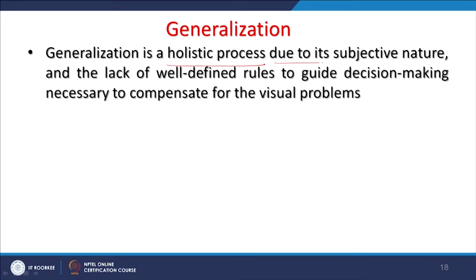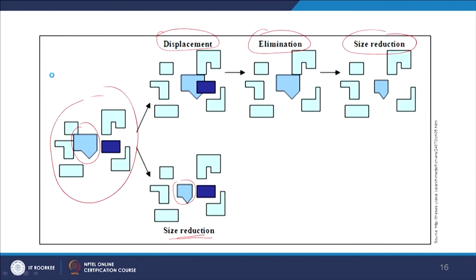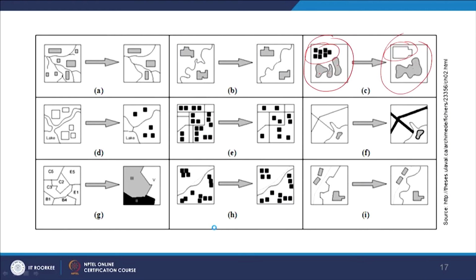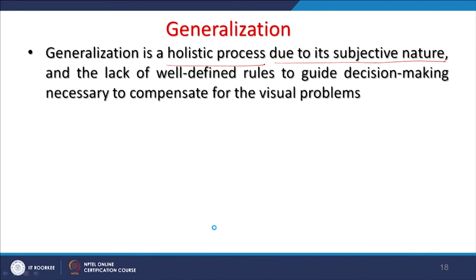Now, generalization, if I want to define it, is a holistic process due to its subjective nature, and because it is subjective, how it will be merged, as I have shown in the previous example, whether I will go for displacement, elimination, or size reduction, is open. So, that is why I am saying in this definition that it has a subjective nature, and a lack of well defined rules to guide the decision making necessary to compensate for the visual problem.